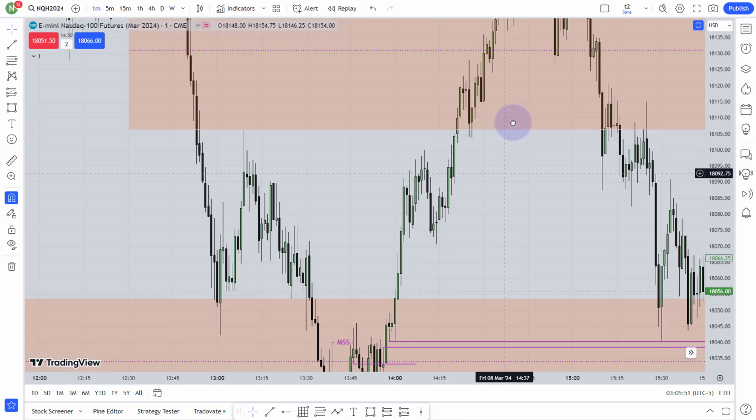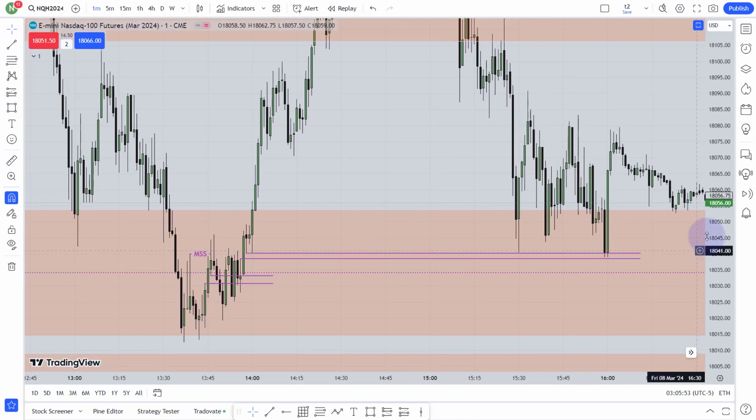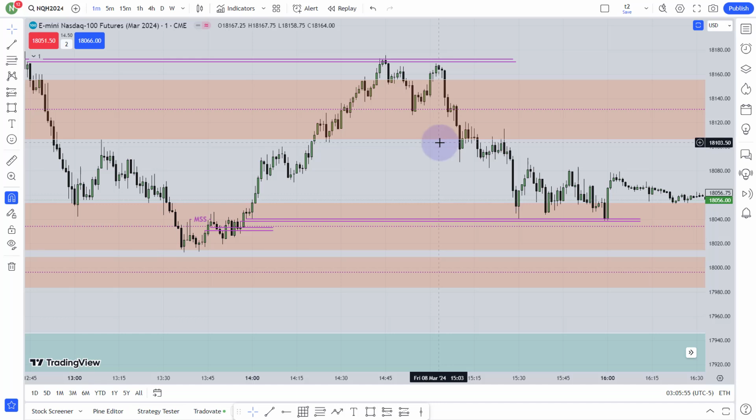Last fair value gap from the 1-minute chart, everything I explained. If you know that you will get a reaction from the last fair value gap, it will be much easier for you to understand why the market is falling and why the market is going up. I guess it will help you a little, but if you have any question, you can comment below the video.